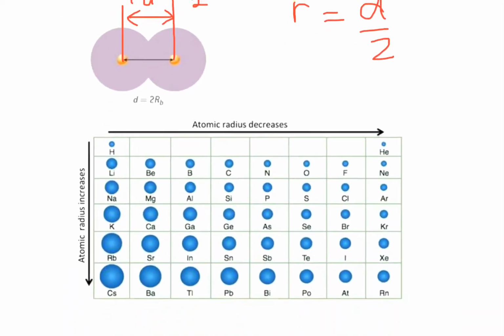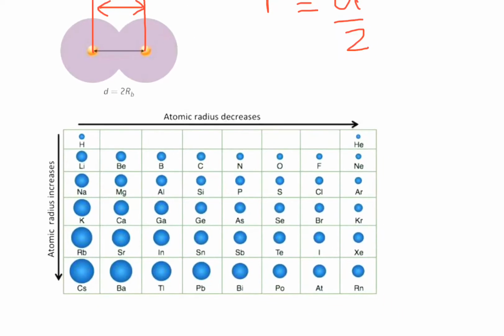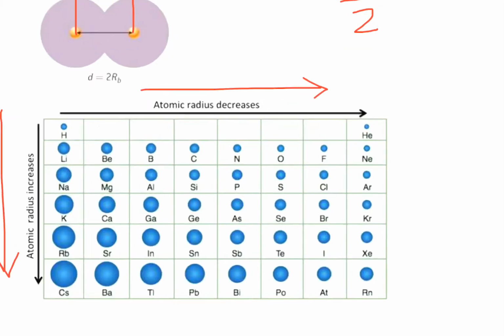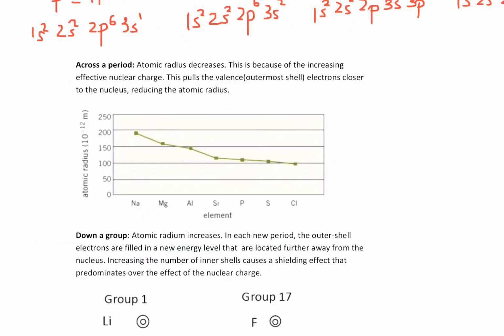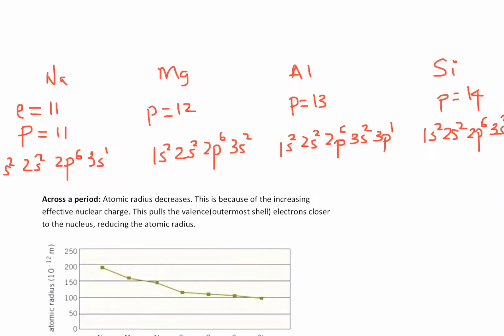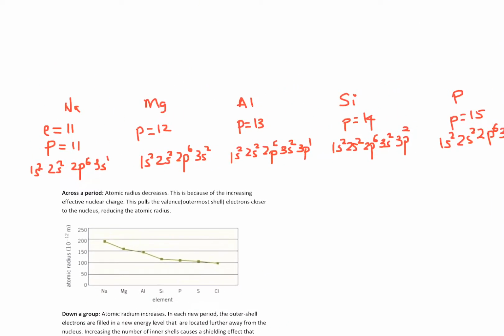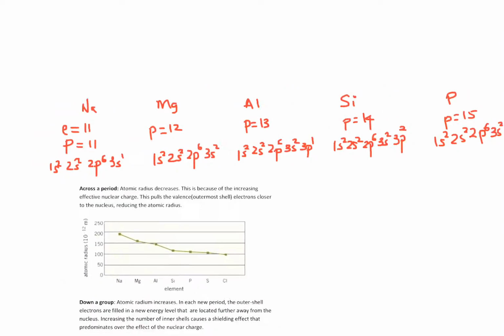And if you look at the atomic radius across a period, you will see that the atomic radius decreases across a period and that the atomic radius increases down a group. So we're going to see why that happens. So as we go across a period, what happens? So let's see. So sodium, magnesium, aluminum, silicon, and phosphorus.